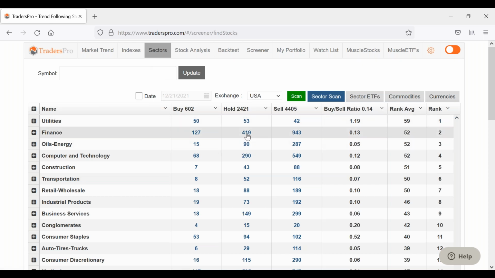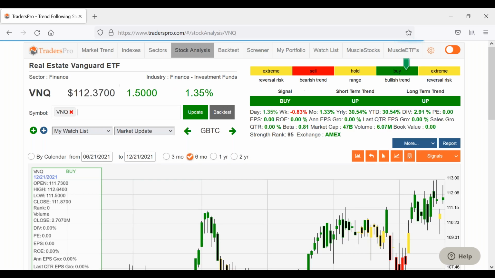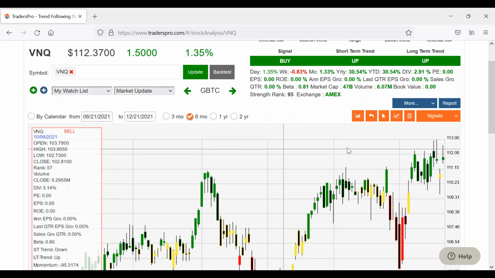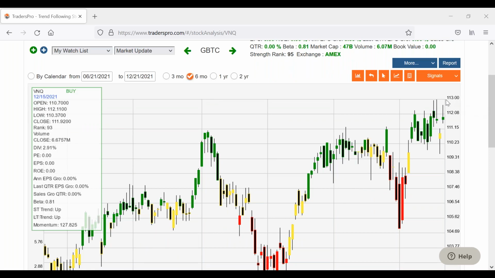I also like this Vanguard real estate ETF. It should look about the same. VNQ, a little less back and forth than the IYR, but very similar chart here. Here's your kind of breakout area here. Off the highs again today.